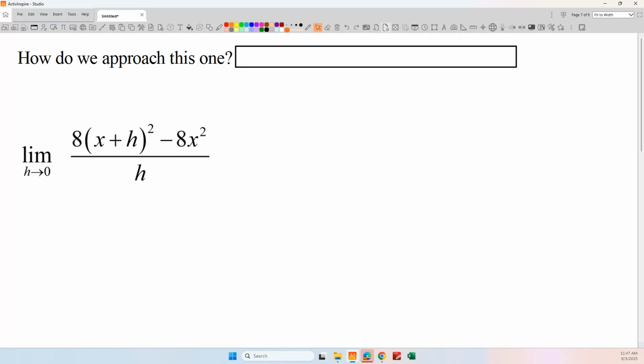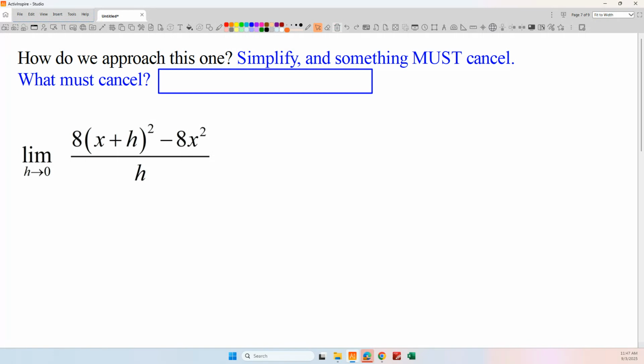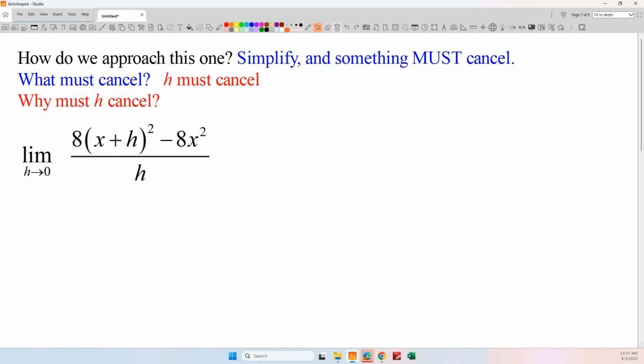So we simplify, and something must cancel. What must cancel? You already told me. The h's have to cancel. Okay? Why? Well, because h is going to 0.